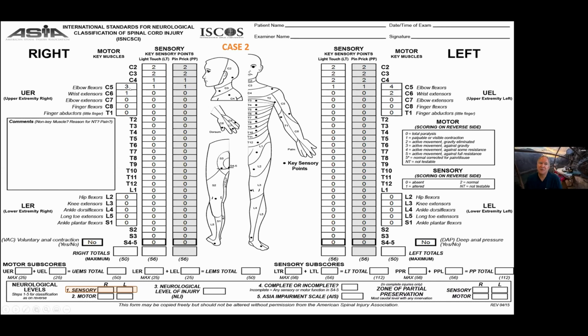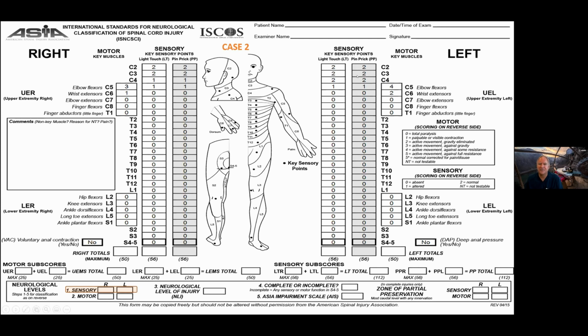Would you call it C5 on the right? Yeah, C5 on the right. Even though C4 is not normal? I guess not. Okay. So if C4 isn't normal, then you have to go to C3. Yeah, right. So the dermatome that is normal is the one that you have to choose to go above. So you got C3 on the right.